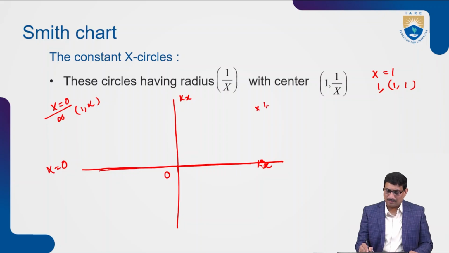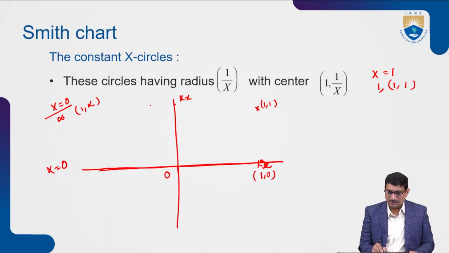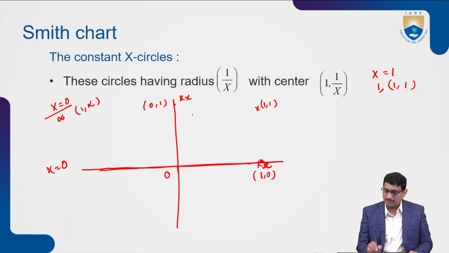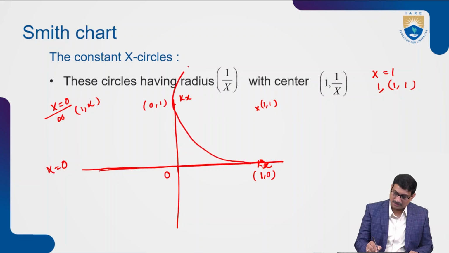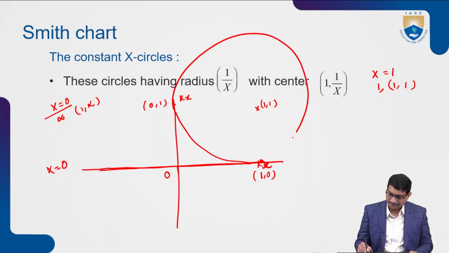This is 1 comma 1. This is 1 comma 0. And this point is 0 comma 1. And this circle has radius equal to 1. So from here to here the radius is 1, and from here to here the radius is 1. If I draw that circle, it is like this.